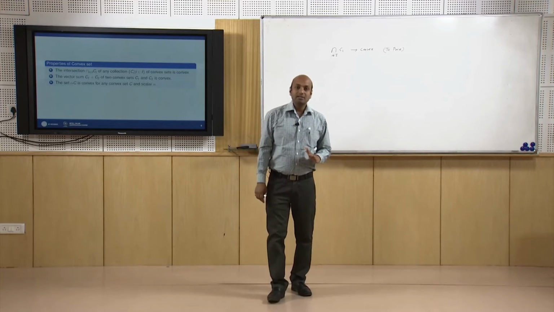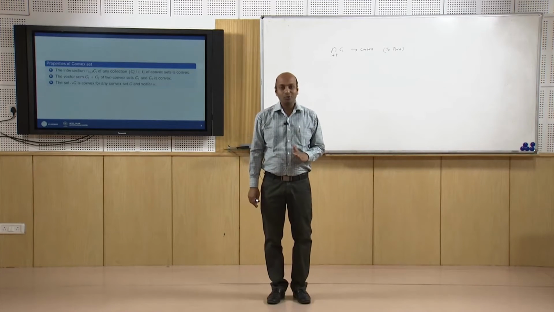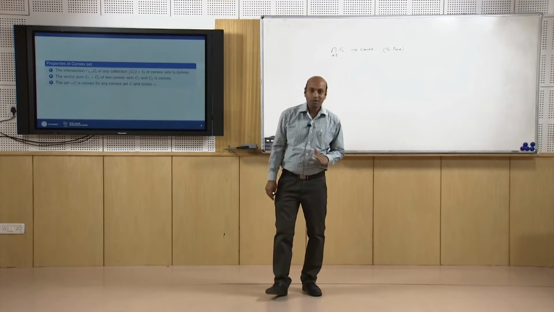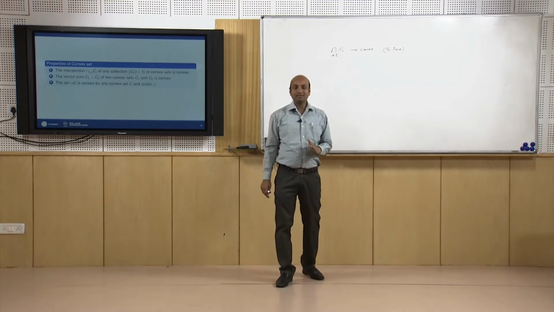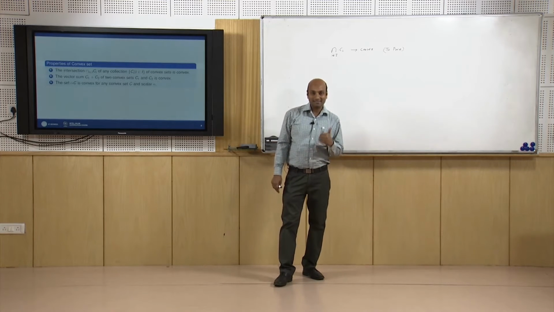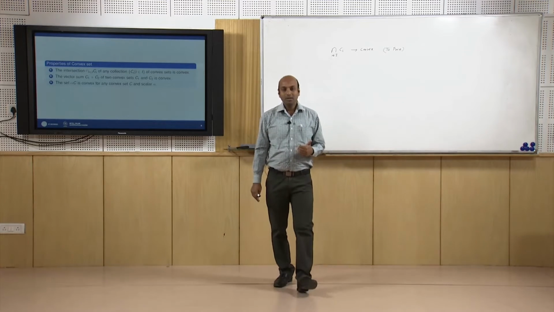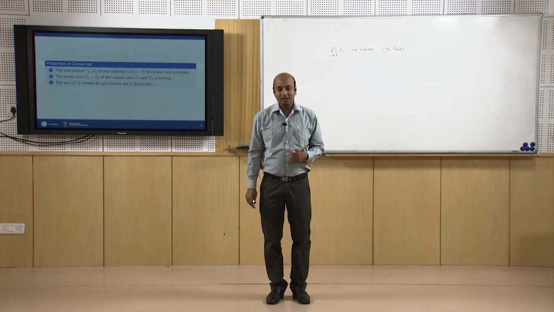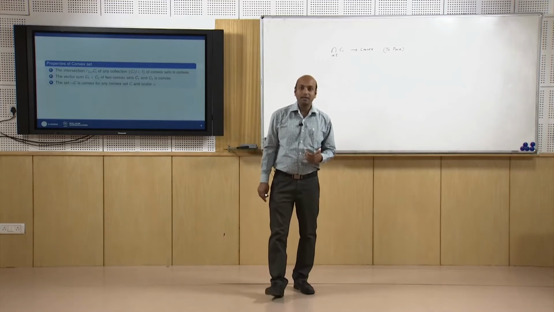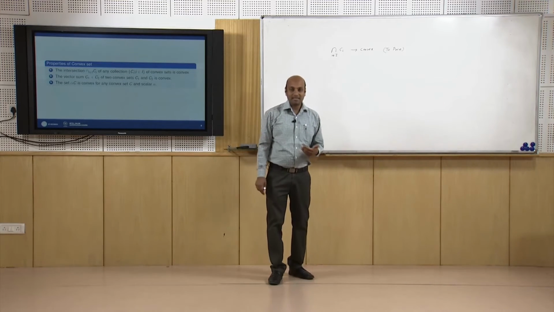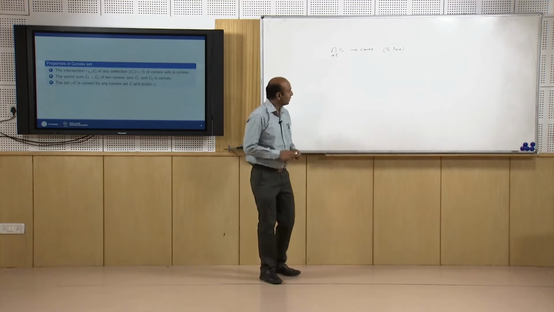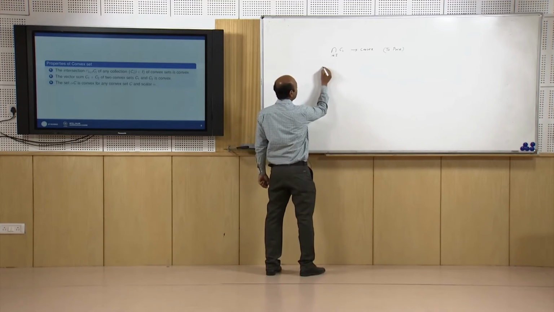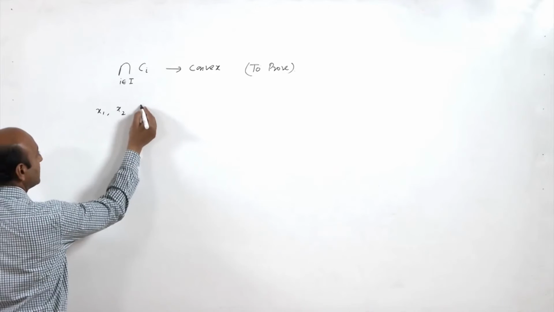And suppose you want to show that a set is not convex. Then try to show a counterexample: try to show that there exist points x1, x2 and some lambda between 0 and 1 such that the convex linear combination of those 2 points is not in S. That means S is not convex. Here, we have to show that this is convex. So, take any 2 arbitrary points in this set.